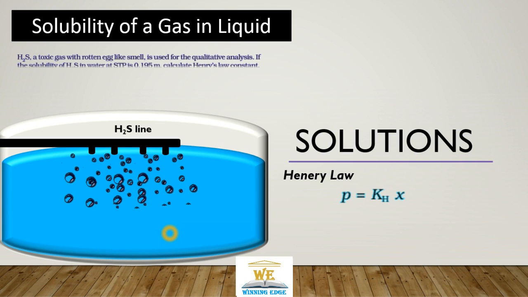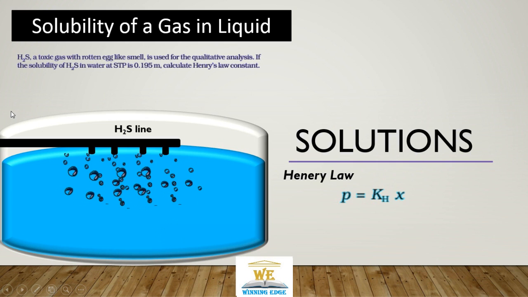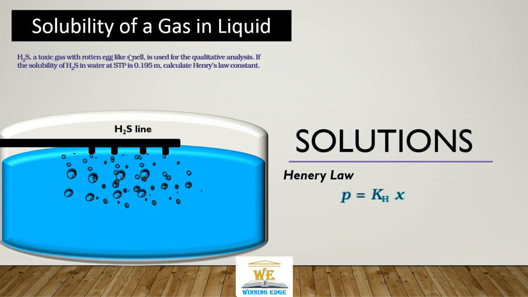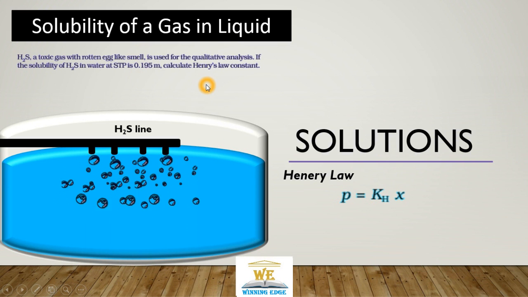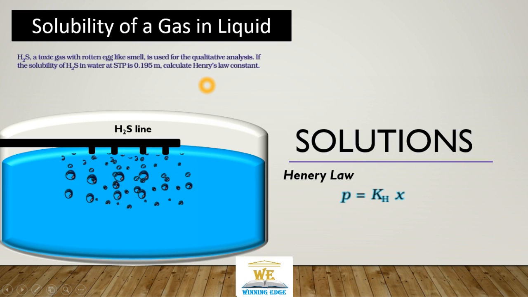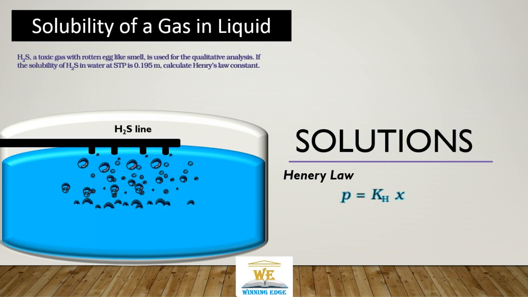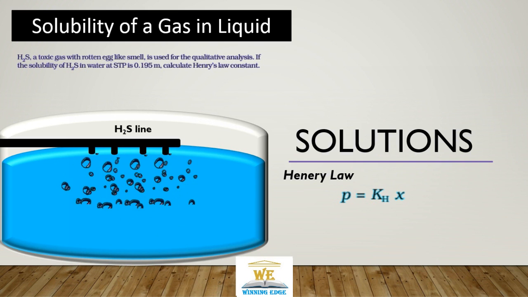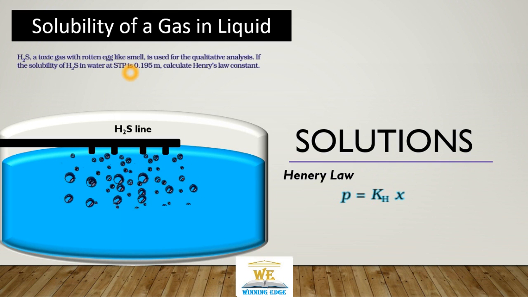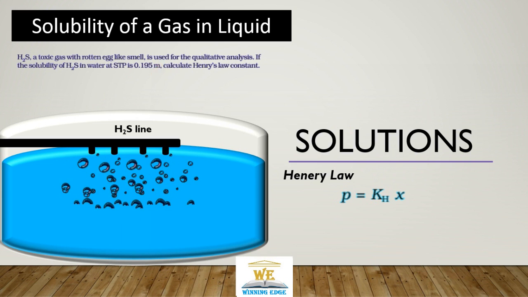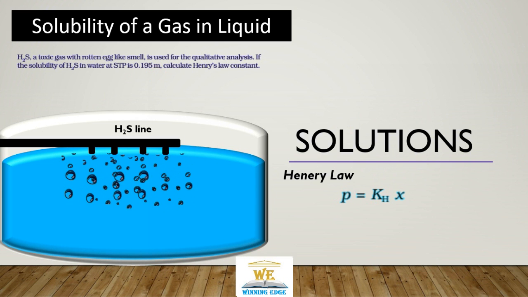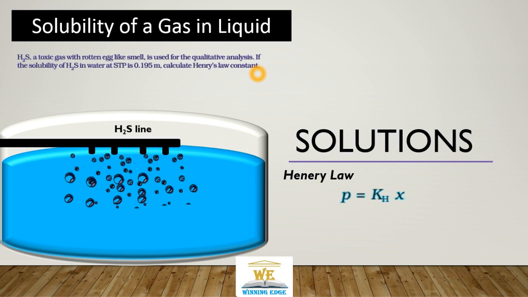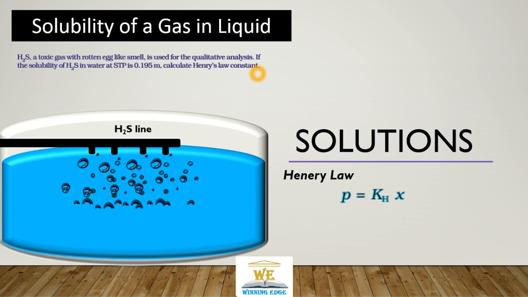Let's take an example. We know H2S gas, which is a rotten gas, with a rotten egg smell, is used for qualitative analysis of lead. If solubility of hydrogen sulfide in water at STP conditions is 0.195 molar, we have to calculate the Henry's law constant. Let's explore it.